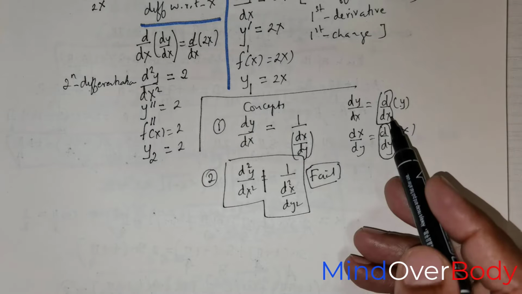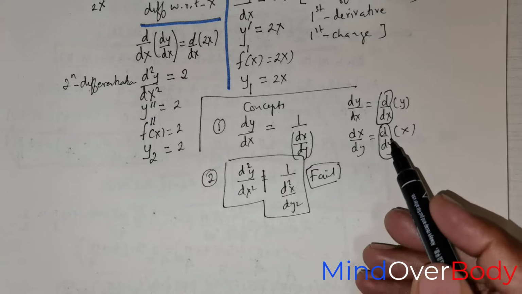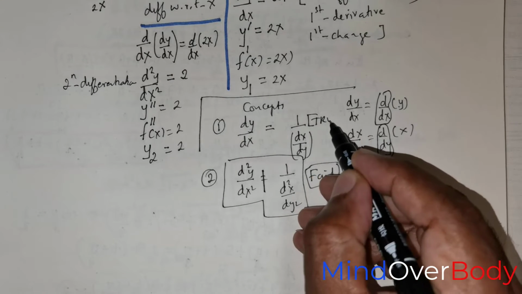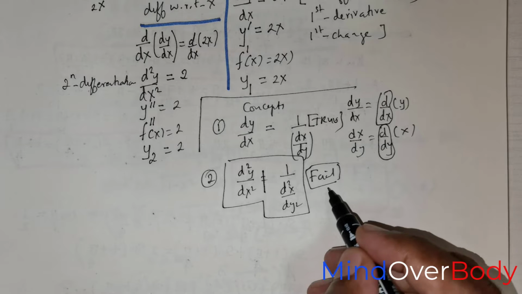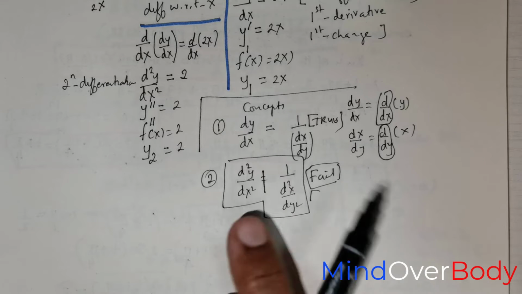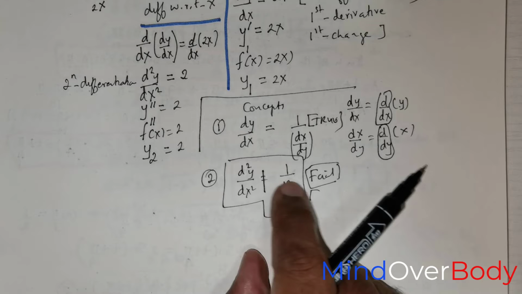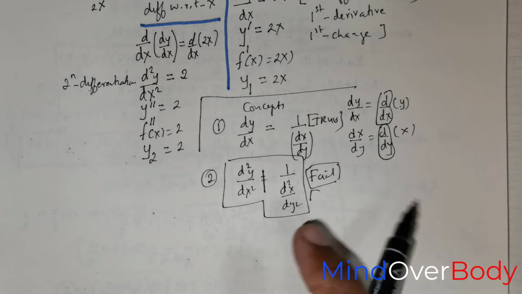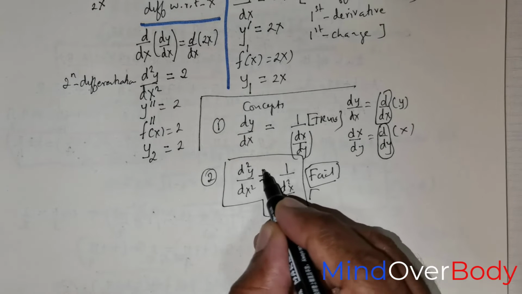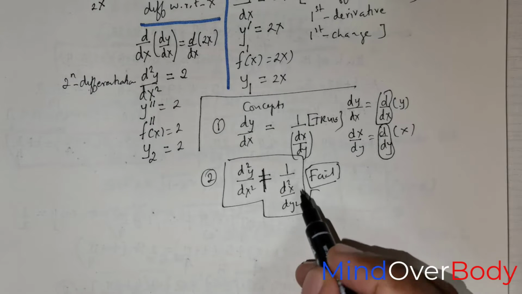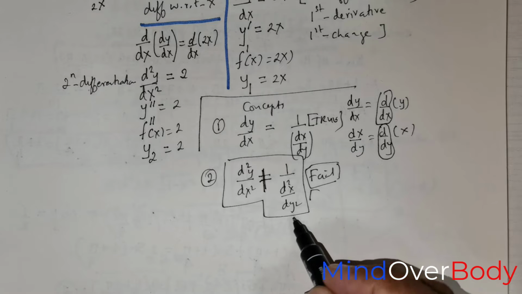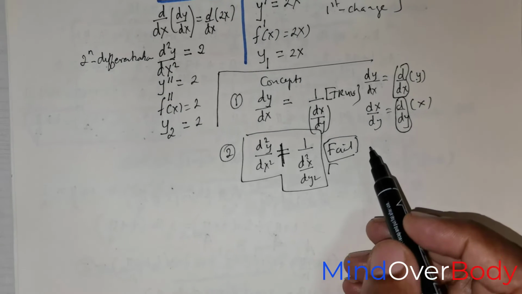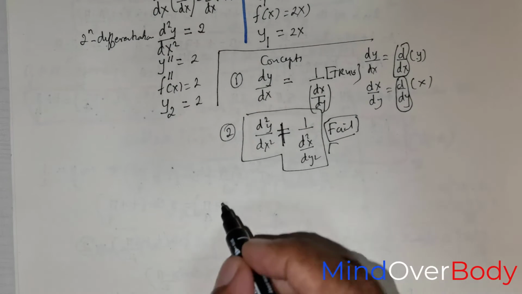So in spite of d over dx and d over dy being two different operators, the first relationship is true, whereas the second relationship is false. You will not have equivalence; they are not equal. So the take home point is that d squared y over dx squared is not equal to 1 over d squared x over dy squared. That is an important point. Okay, so having mentioned this, let us see if the first relationship is true.